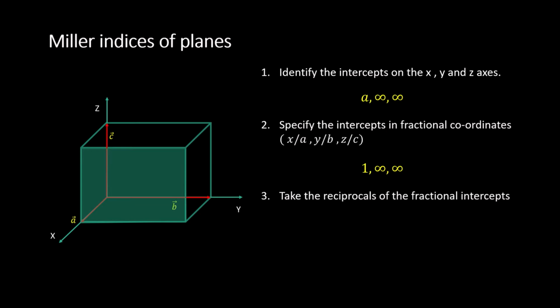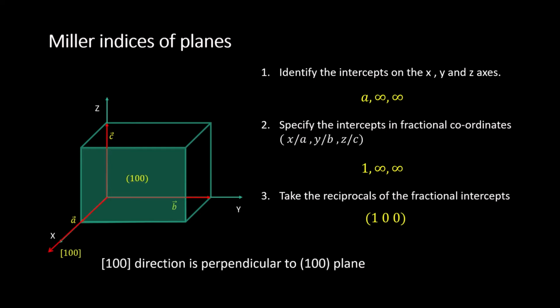The reciprocal of 1 and infinity are 1 and 0 respectively. Thus, we get the Miller indices as (1, 0, 0), specified in normal brackets without any other symbols. So this particular plane is the (100) plane of the crystal, and you can see that the [100] direction is perpendicular to the (100) plane, and this is true for all directions and planes.